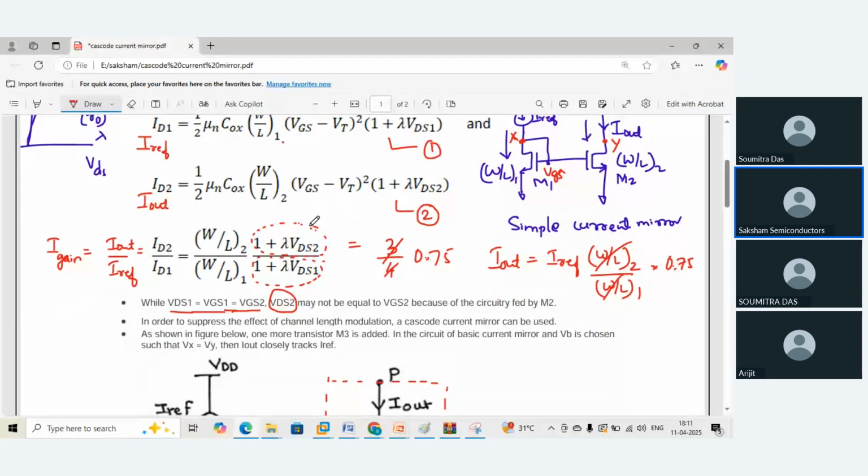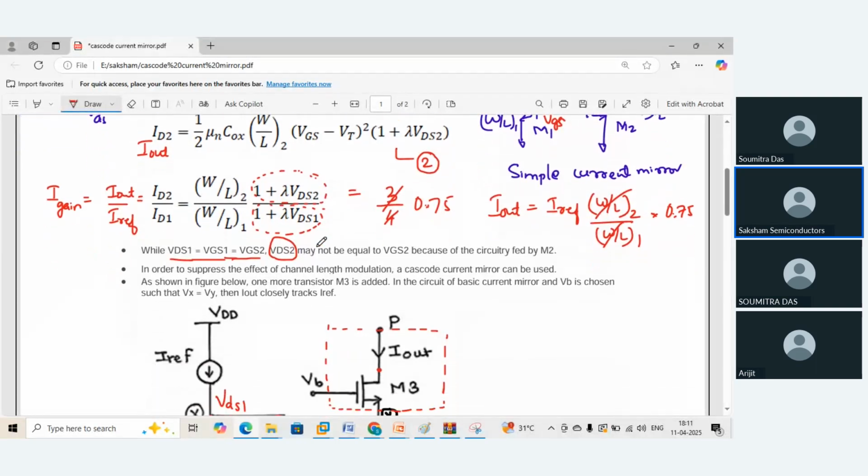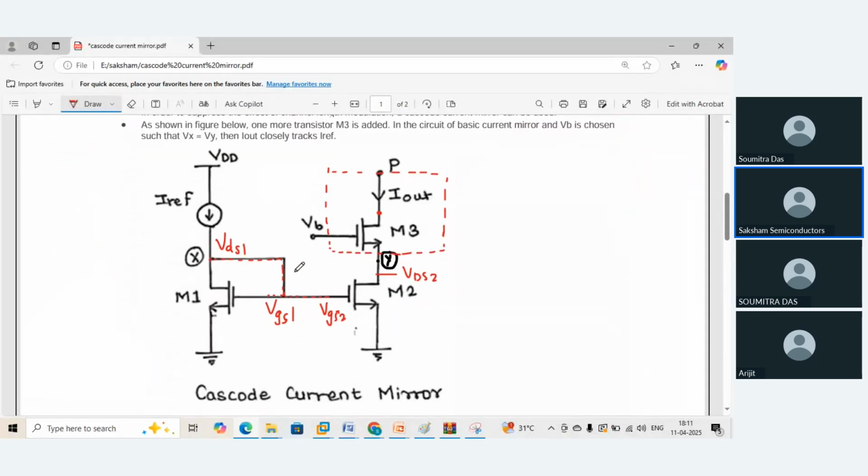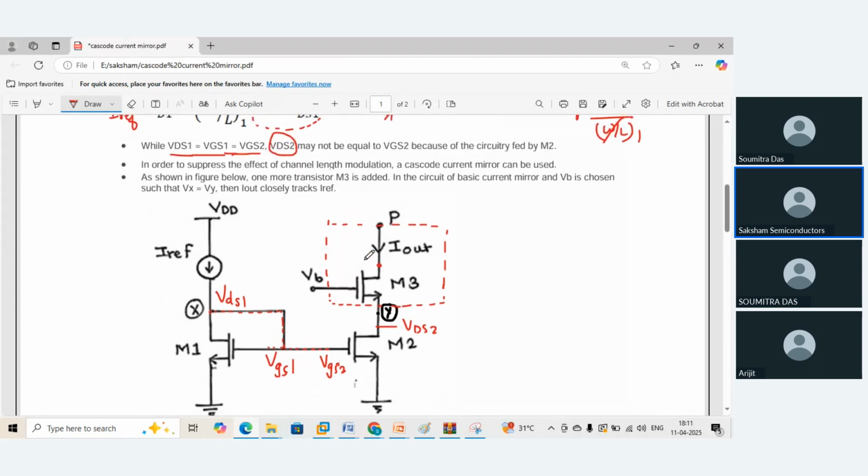Then only can I cancel out these two things, and make W by L of 2 and W by L of 1 the same. And then I can say that my I out is a copy of my reference current. But right now, there is no way that I can say VDS2 is equal to VDS1, because VDS2 is decided by the upper block. So that means the voltage at point X is not equal to the voltage at point Y.